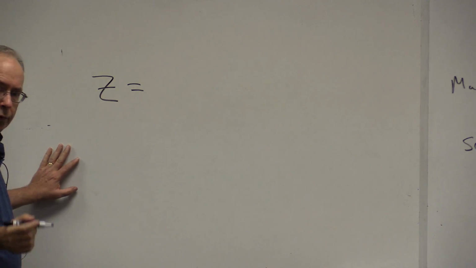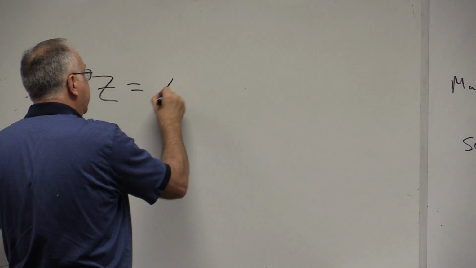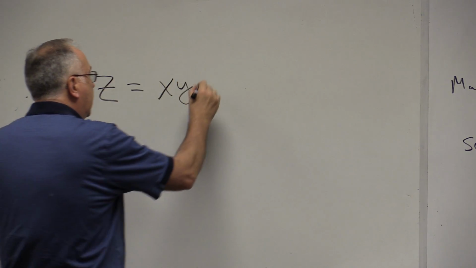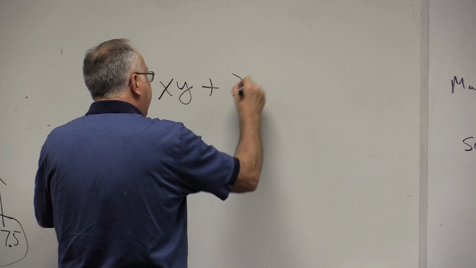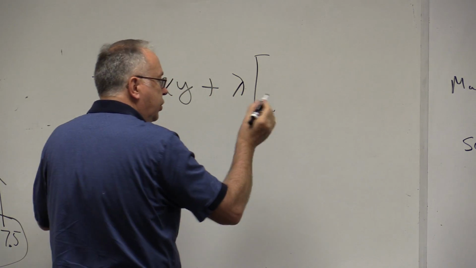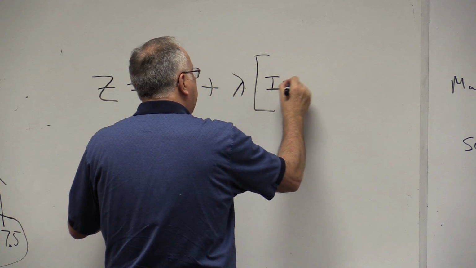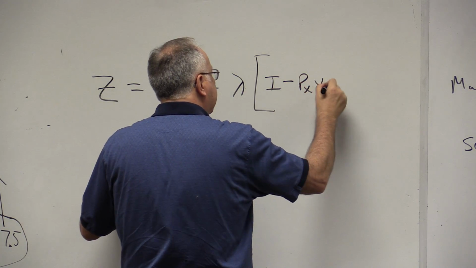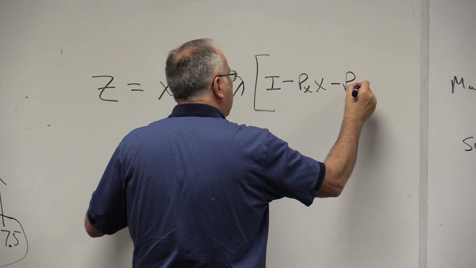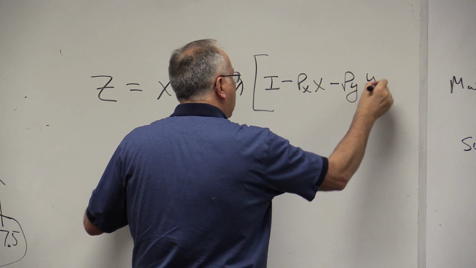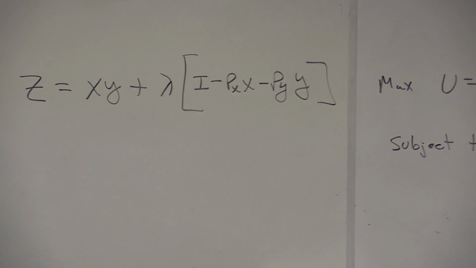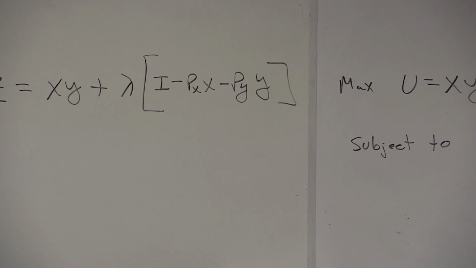My Lagrange function would just be this. The objective function is x times y. And then you have a plus lambda times the constraint. And the constraint is just this, I minus pxx minus pyy. And then just solve it as you did before.